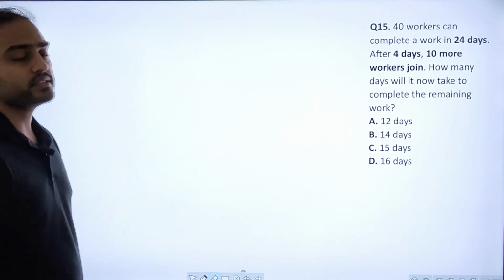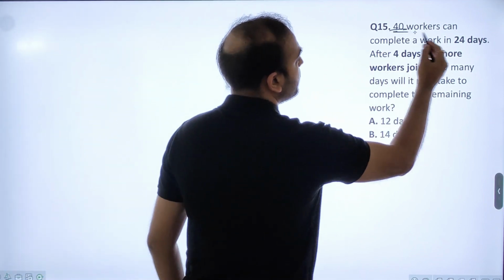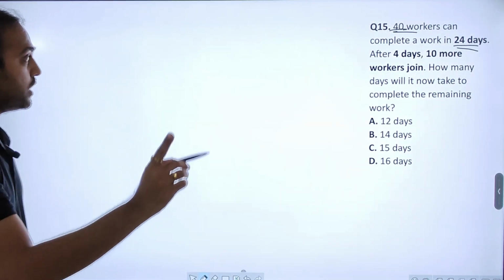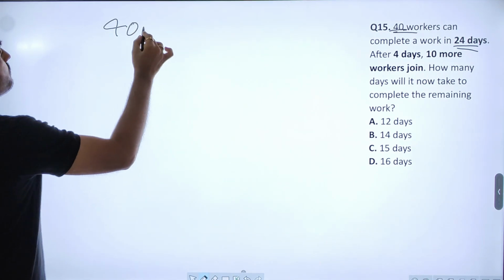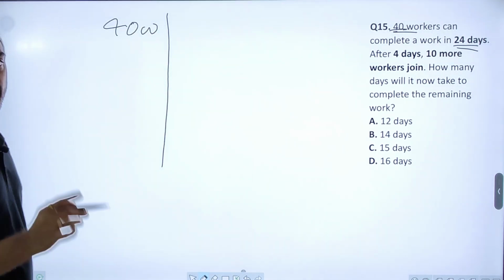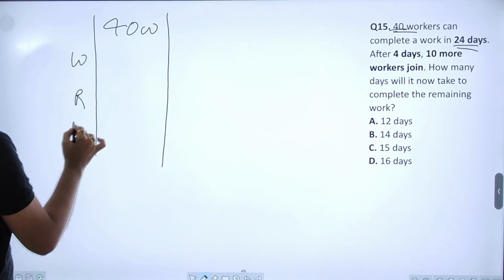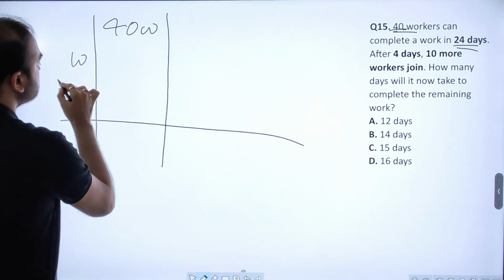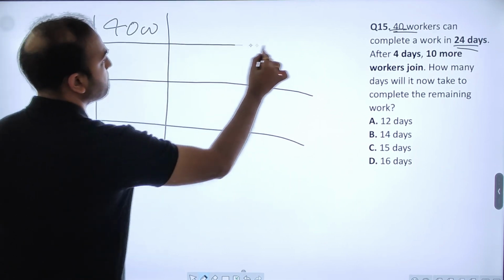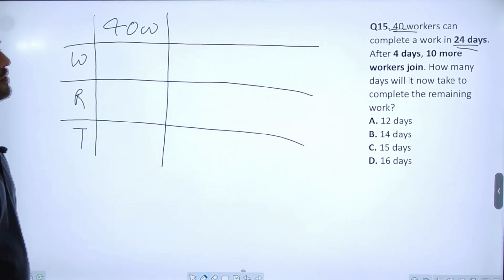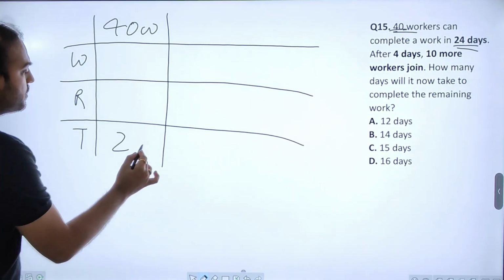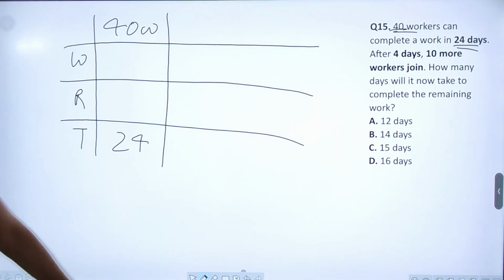So we have 40 workers completing the work in 24 days. So again, I write 40 workers. Instead of A, I write 40 W. Work, rate, time. They complete the work in 24 days.